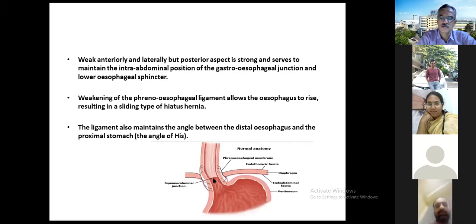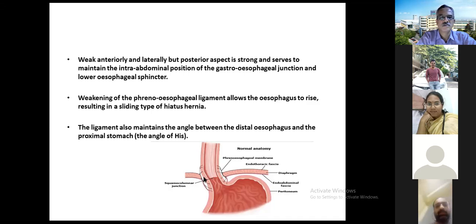because it serves to keep the GE junction in its position during deglutition, while swallowing, when there is a deep inspiration, which allows the GE junction to come a little upwards. So once this action is completed, again, with the help of the phrenicoesophageal ligament, the position of the gastroesophageal junction is maintained. So whenever there is any pathology associated with the phrenicoesophageal ligament, it leads to the rise in the esophagus, leading to hiatus hernia.